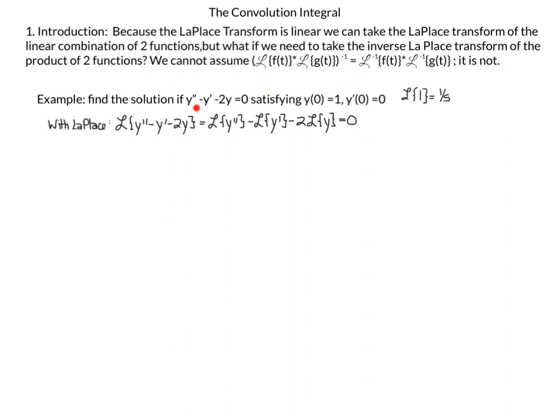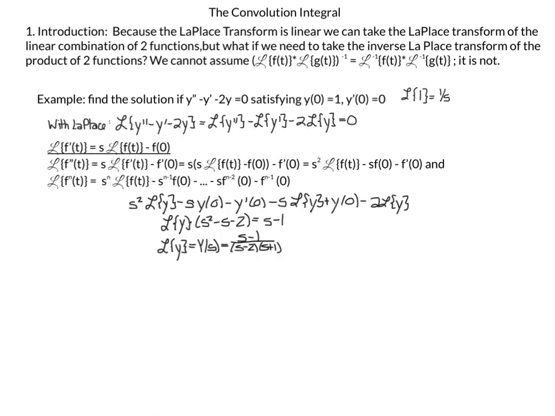As we solved before, we know the Laplace transform of y double prime minus y prime minus 2y. Since the Laplace transform is linear, we can break this apart into the Laplace transform of y double prime minus the Laplace transform of y prime minus 2 times the Laplace transform of y. This is exactly what is meant by linear. This is a linear combination. In other words, there are scalar multiples which we can pull out, and terms that are separated by a plus or minus, we can then separate.